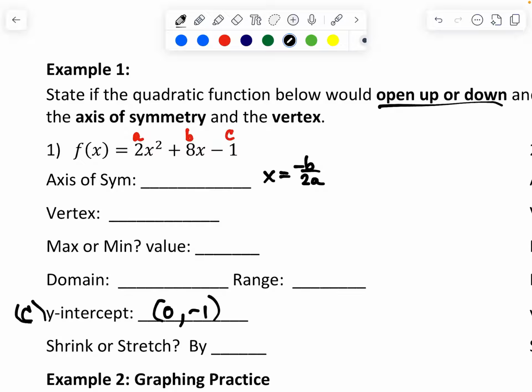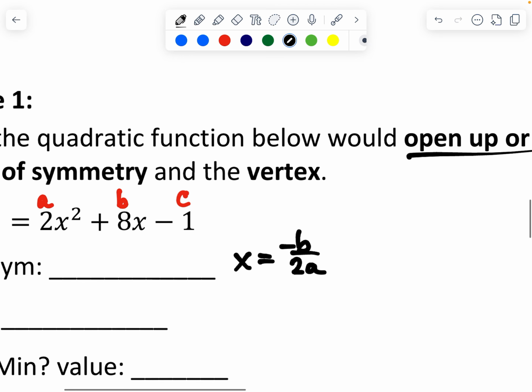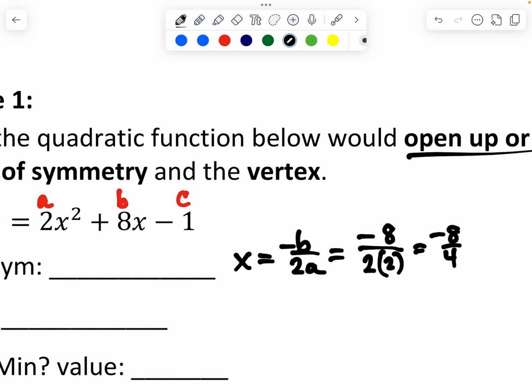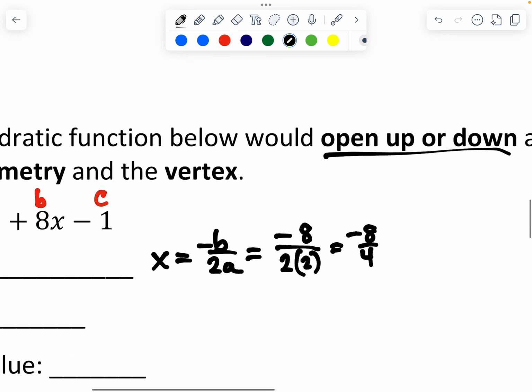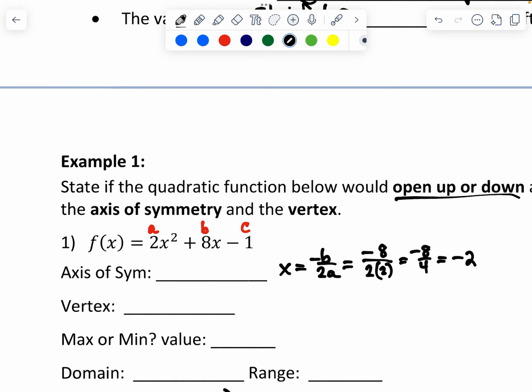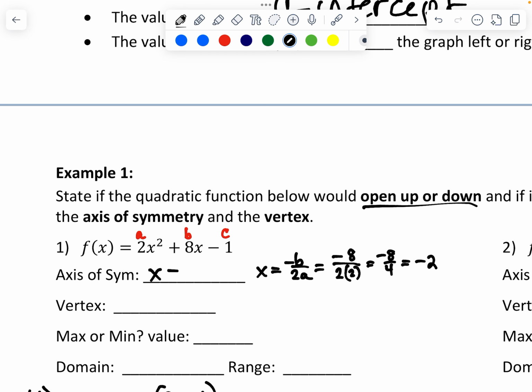All right, back to the axis of symmetry. I need negative b, and my b value is 8, so negative 8 over 2 times my a value, which is 2. Then I have negative 8 over 4, which is negative 2. So that means the axis of symmetry is x equals negative 2. You have to write the x equals, because we have x's and y's and we don't want to get those confused. You cannot just write negative 2.